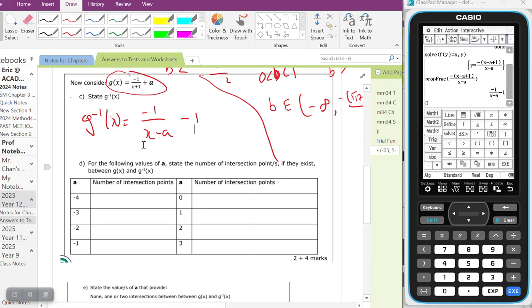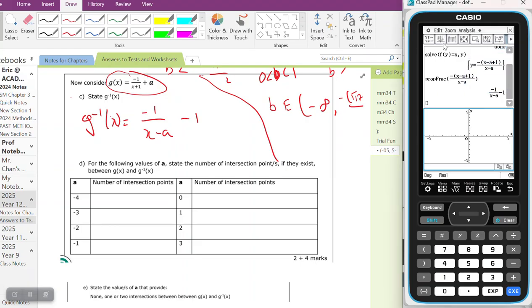So we want to find the number of intersections between g and its inverse given different a values. The easiest way to do this is to use a slider, because we're not asking what the intersections are, we're just wanting how many intersections there are. A slider is easier than subbing in each of the values separately, which would take forever. So click the Graph button and go y equals.